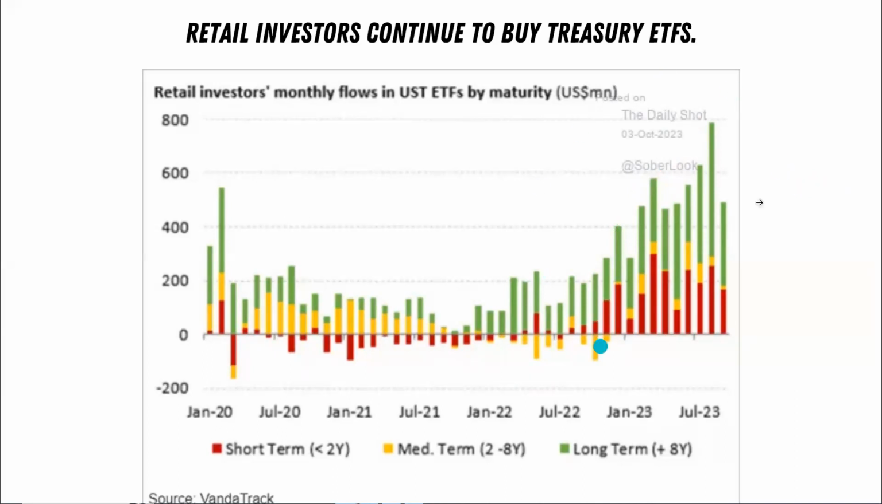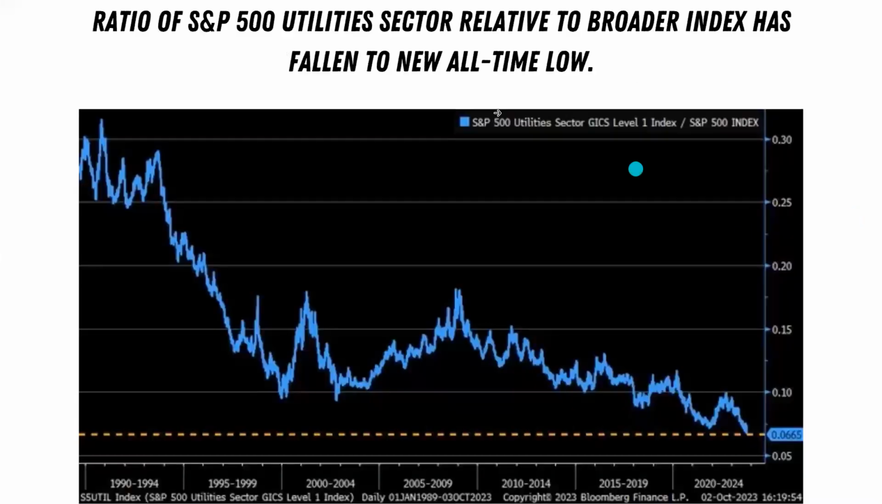Now, who is this affecting? Why is this important? It really affects the utility sector. When you take a look, the ratio of S&P utilities relative to the S&P 500 has fallen to a new all-time low. A lot of people are scared about a recession.